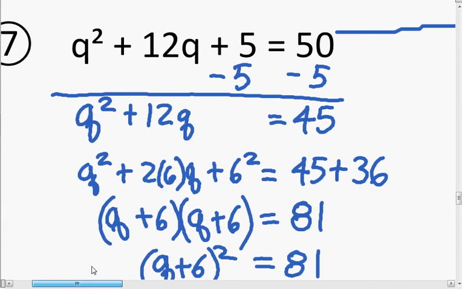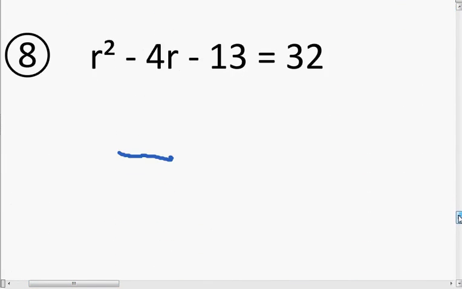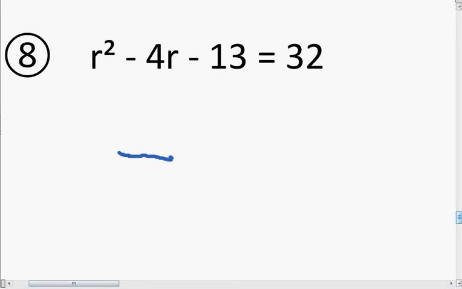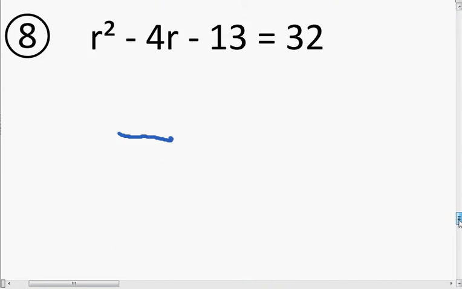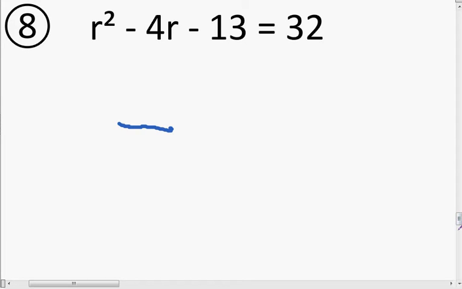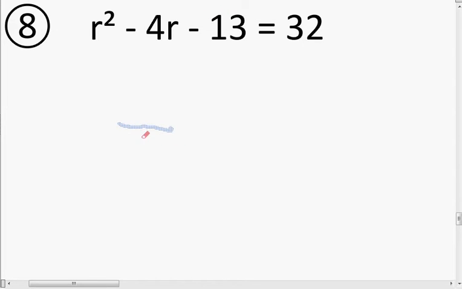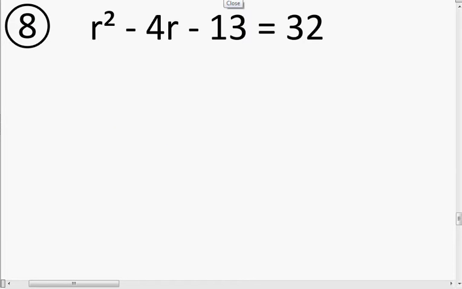Done number 7. Come back over here and go to number 8. And number 8 is kind of similar to number 7, except in number 7 I had positive and positive. Now I have negative and negative. But we found before we could work with negative. Let's see if we can do that here.